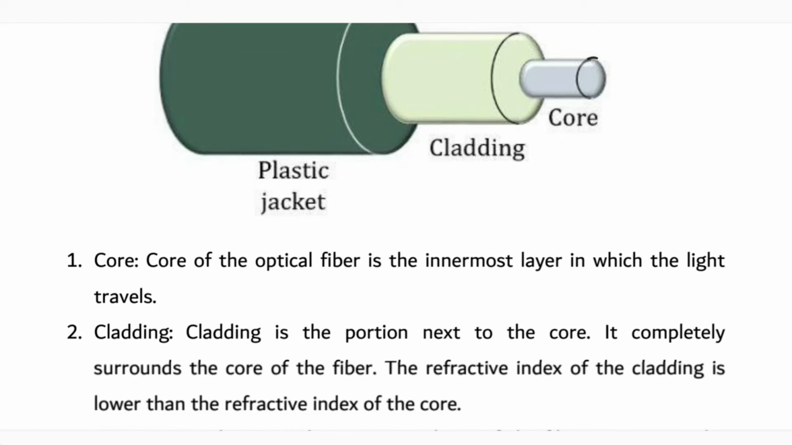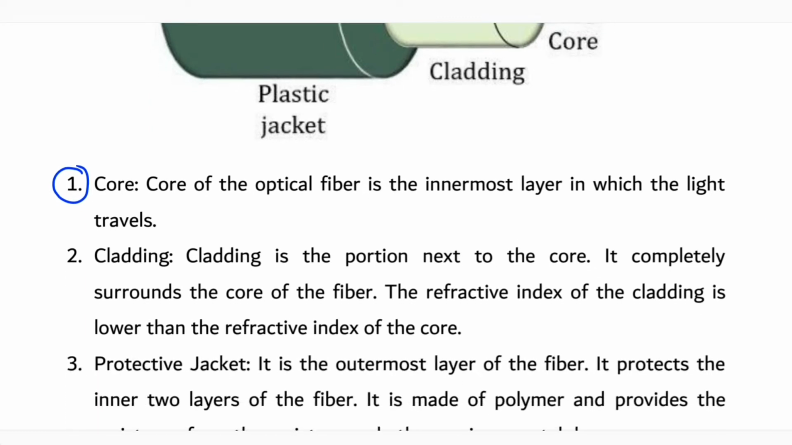So first point is core. You can see the definition. Core of the optical fiber is the innermost layer in which the light travels. And second point is cladding. Cladding is the portion next to the core and it completely surrounds the core of the fiber. And the refractive index of cladding is lower than that of the core. This point you should remember: the refractive index of cladding is less than that of core.